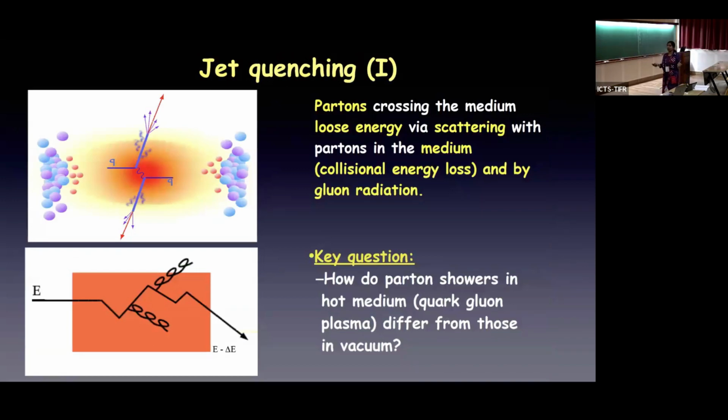So this makes jets in heavy ions very interesting and challenging. Challenging because you have a lot of particles produced in the final state, so it becomes challenging to reconstruct jets, because you have a lot of background. But it's interesting because once jets pass through this medium, they lose energy, and they give us information about the partonic energy loss. The partons crossing the medium lose energy via scattering as well as from gluon Bremsstrahlung. And so analyzing jets will tell you how parton showers in hot medium differ from those in vacuum.